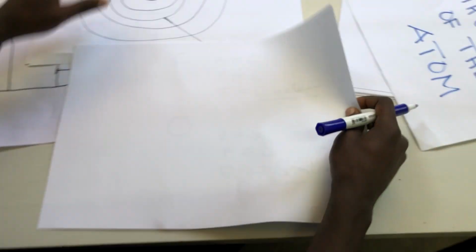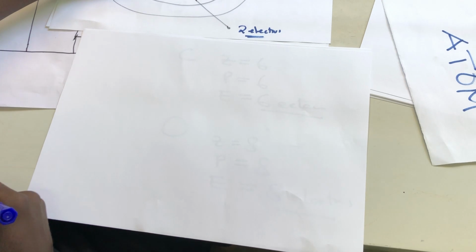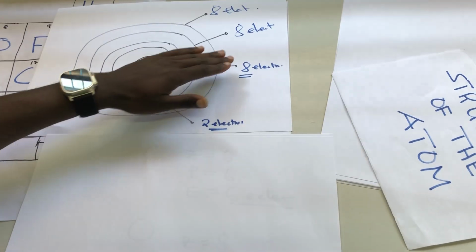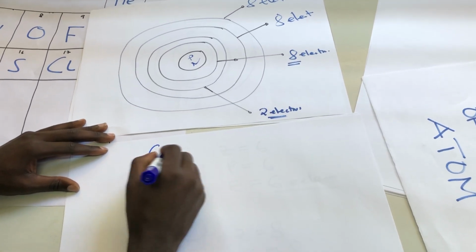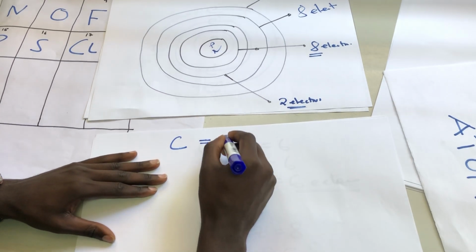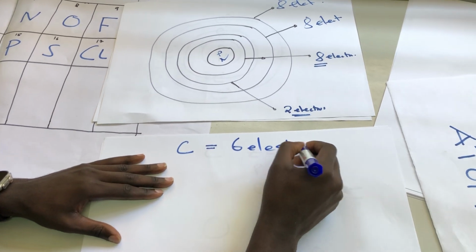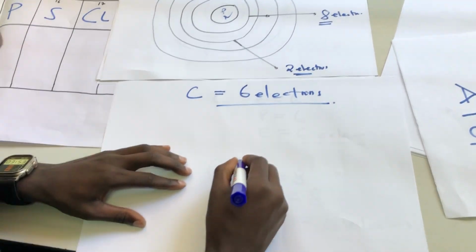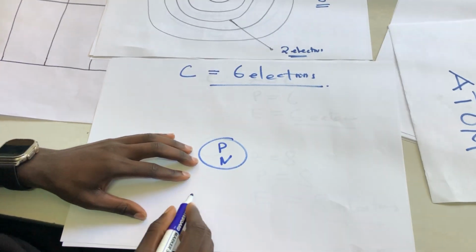So wakati nachora electronic configuration lazima niweze kukumbuka hii principle hapa, kwamba shell ya kwanza ina carry 2 electrons, shell ya pili 8, inafuata 8 na ya mwisho pia ni 8. So starting by carbon. Carbon ana how many electrons? It is 6 electrons. Then after nachora structure of the atom, tutaanza na nucleus, ambaye nucleus hapa ndani kuna protons pamoja na neutrons.